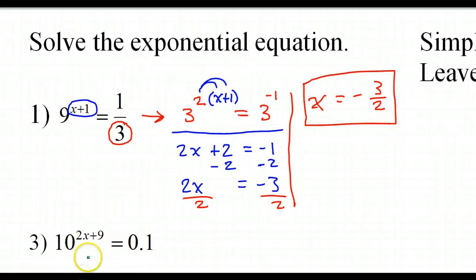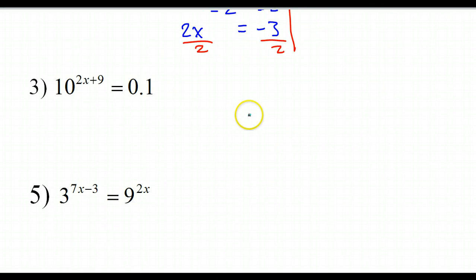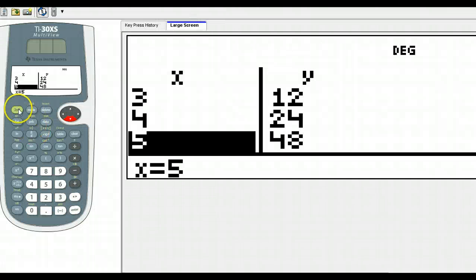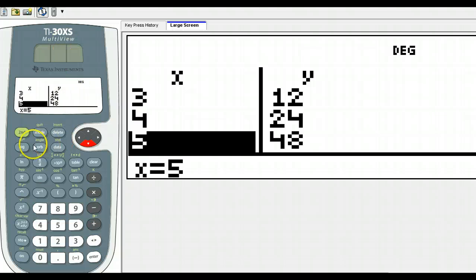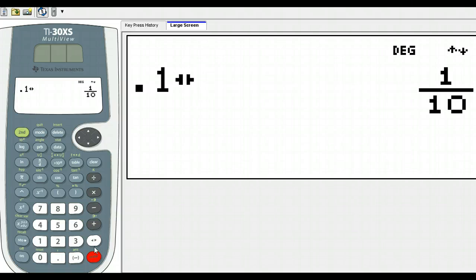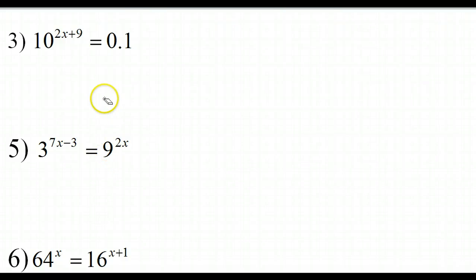Back to solving equations again. All right, look at problem number 3. I've got this weird decimal here, but my advice to you is turn that into a fraction. 0.1 is the same thing as 1/10. And if you don't know that automatically, which you should, you can use your TI-30 to show you if you need this service. If you type in 0.1 in your calculator and toggle it, it will remind you that 0.1 is 1/10.